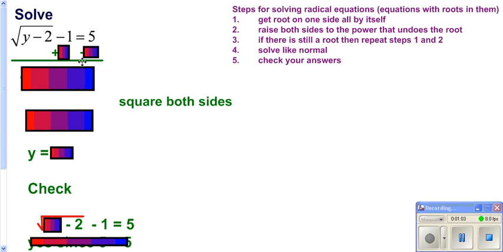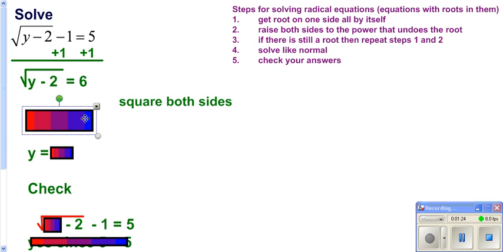So we need to get the root by itself, so we need to undo our minus 1 here to get the root by itself, so we'll add 1 to both sides. So it leaves just the root on the left side, and then we'd have 6 over here. Now that you have the root by itself, you want to end up squaring both sides because it's a square root, and you need to undo your square root.